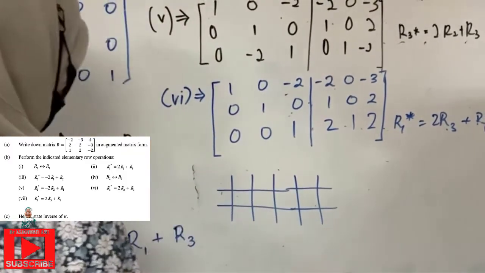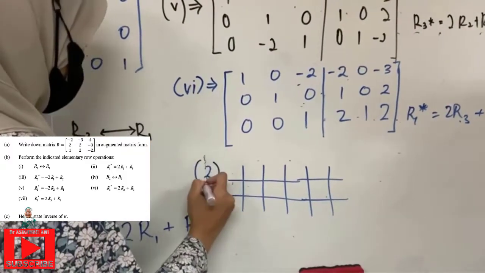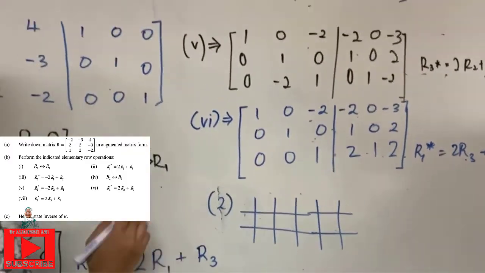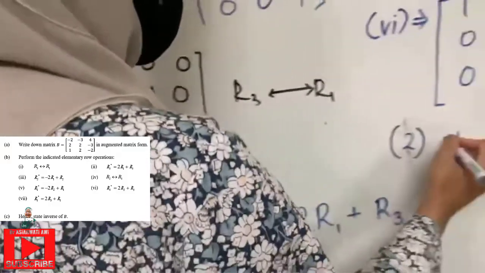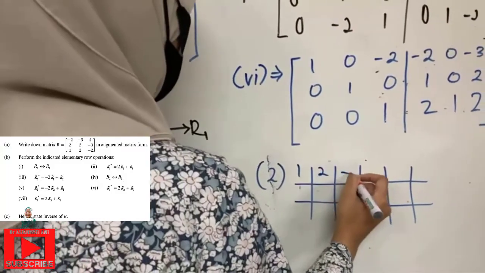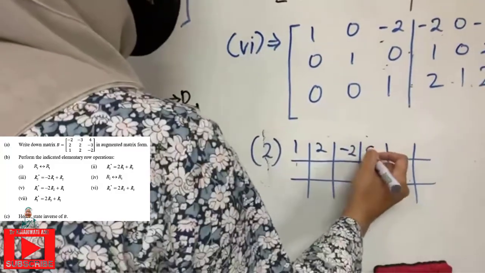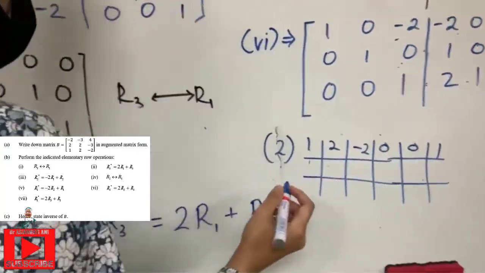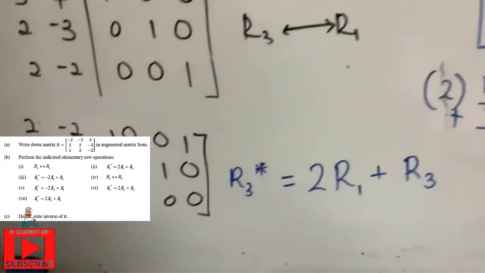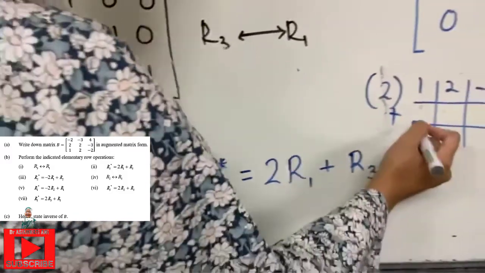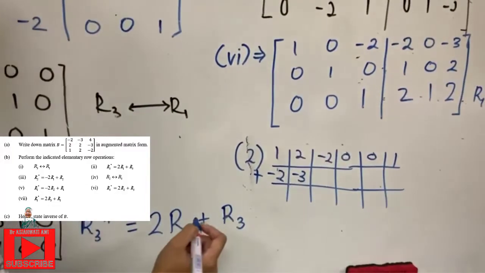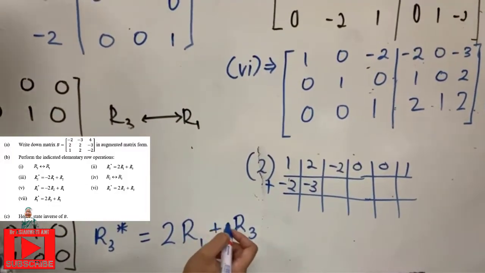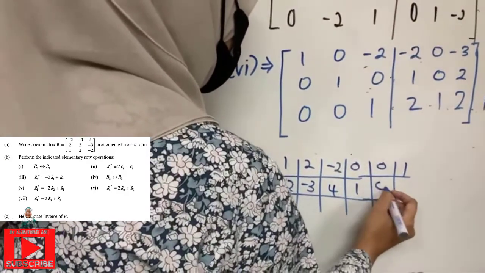Okay, and then 2 times R1, which is this one. 1, 2, we just copy back. 1, 2, negative 2, 0, 0, 1. And then plus with row 3, this one. Negative 2, negative 3, 4, 1, 0, 0, 0.